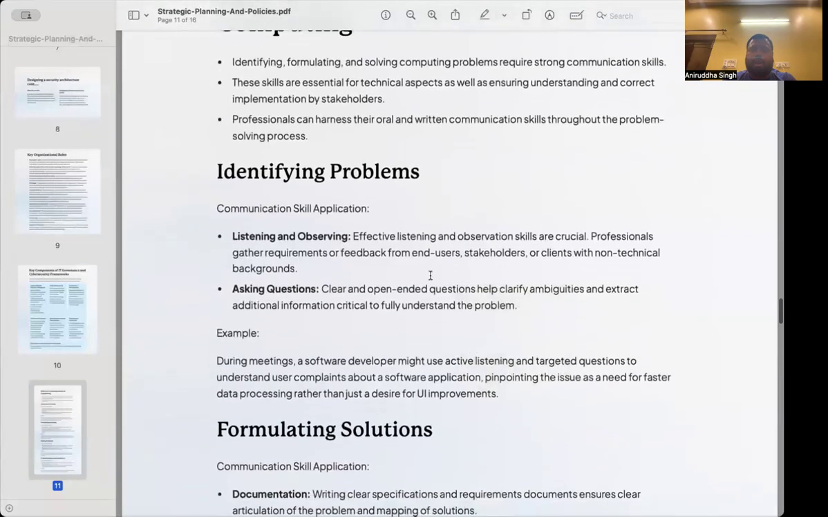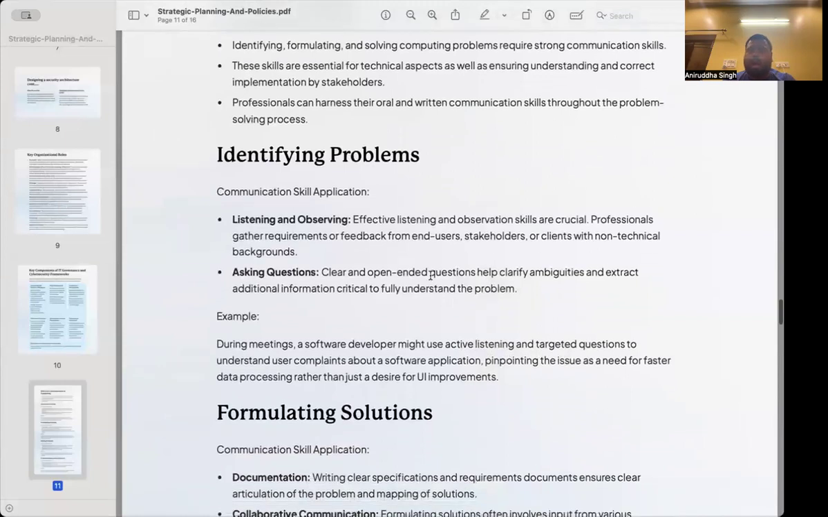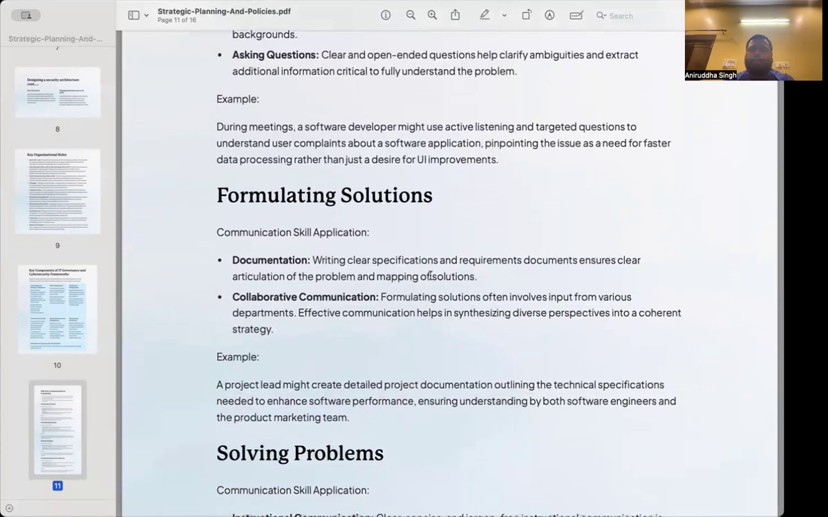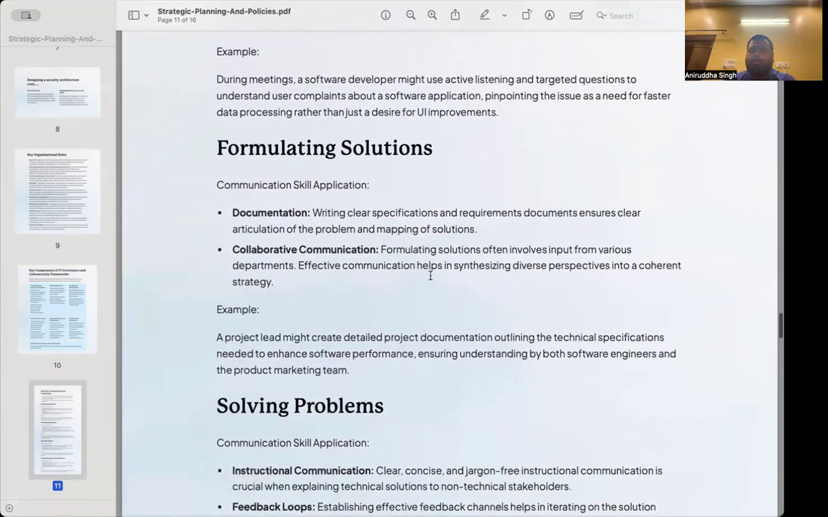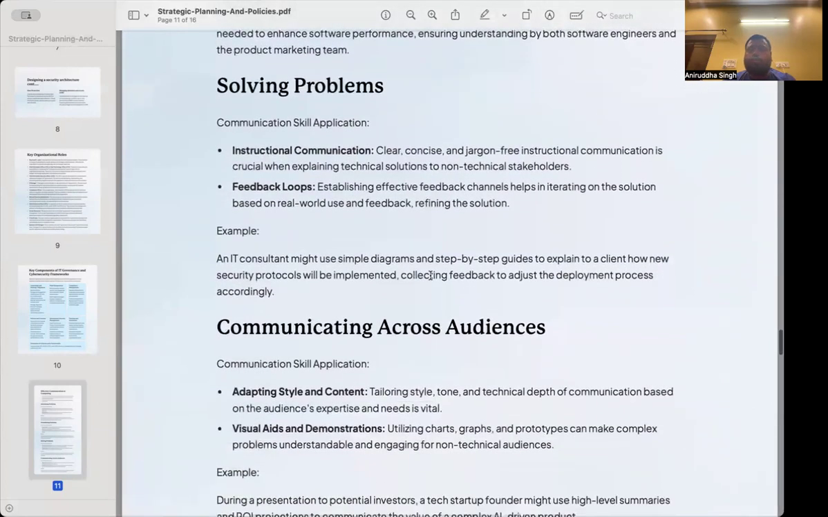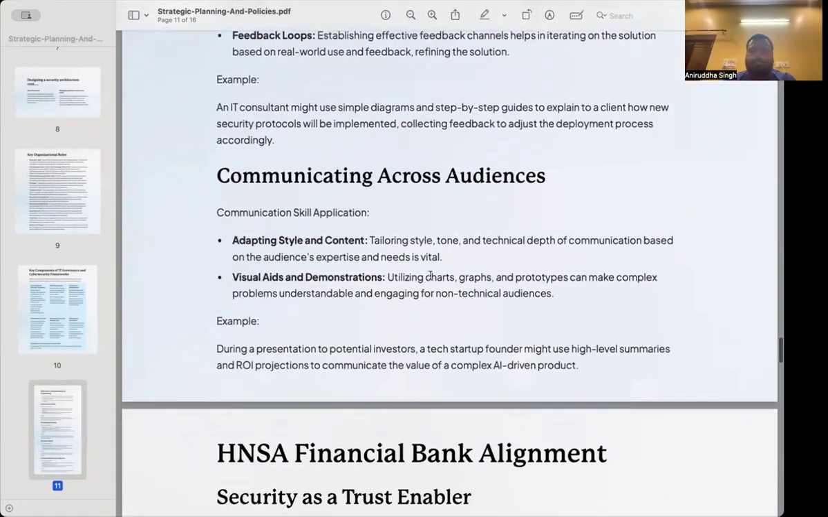So the first thing is we need to identify problems. We can do that by listening and observing, and asking open-ended questions. Then finally, we need to formulate a solution. We can use documentation and collaborative communication to do this, where effective communication helps in synthesizing diverse perspectives into a coherent strategy. And we can move to solving problems, which helps us in putting instructional communication and also feedback loops that help in refining the solution and use real-time, real-world feedback.